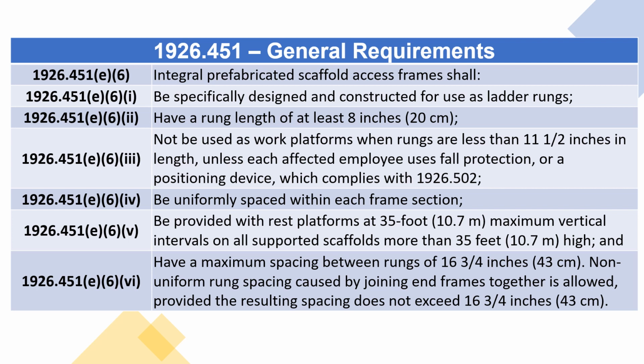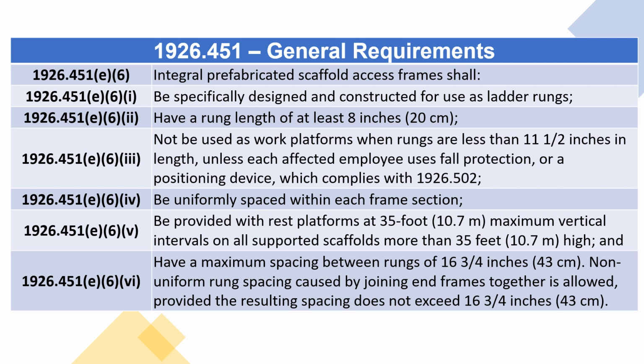1926.451(e)(6) Integral prefabricated scaffold access frames shall: 1926.451(e)(6)(i) through (vi). Be specifically designed and constructed for use as ladder rungs, have a rung length of at least 8 inches (20 centimeters), not be used as work platforms when rungs are less than 11.5 inches in length, unless each affected employee uses fall protection or a positioning device which complies with 1926.502. Be uniformly spaced within each frame section.